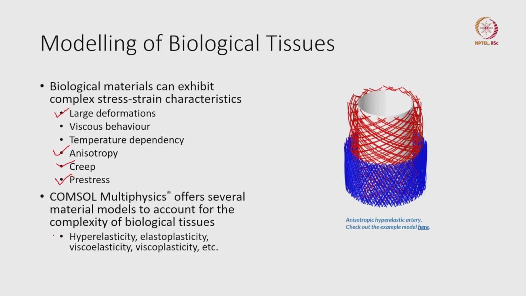So, you might need to also take into consideration different material models. For example, some of them would be hyperelastic, or it could be elastoplastic, or viscoelastic, or viscoplastic. So, all of them have different properties.